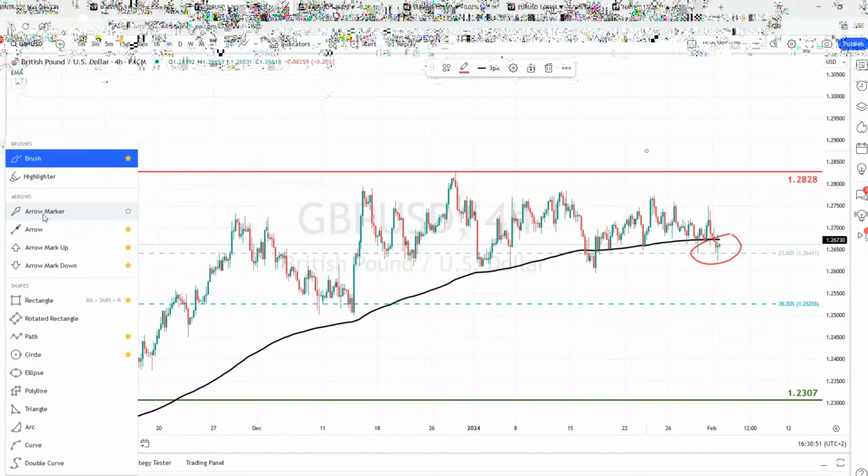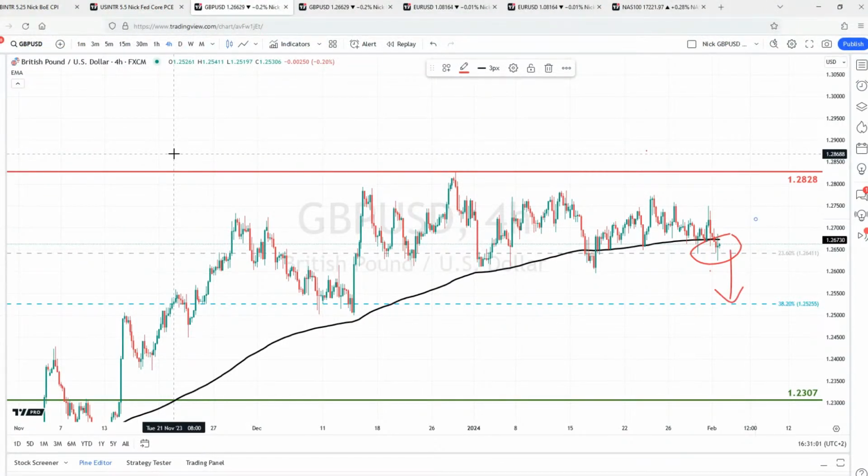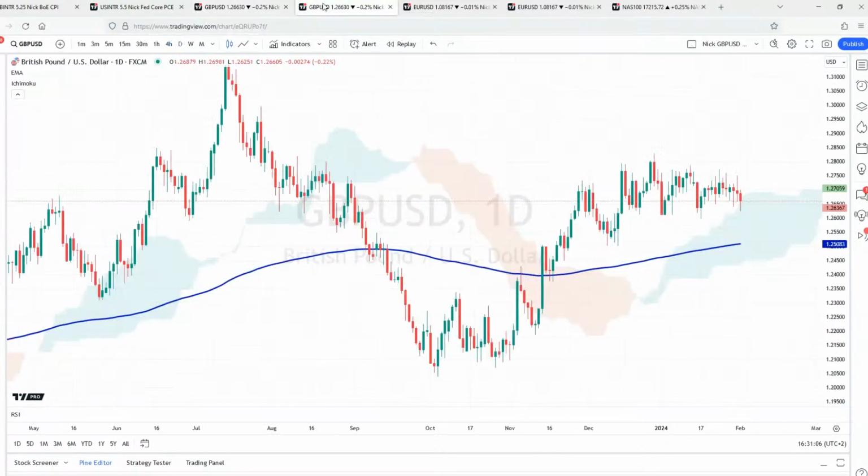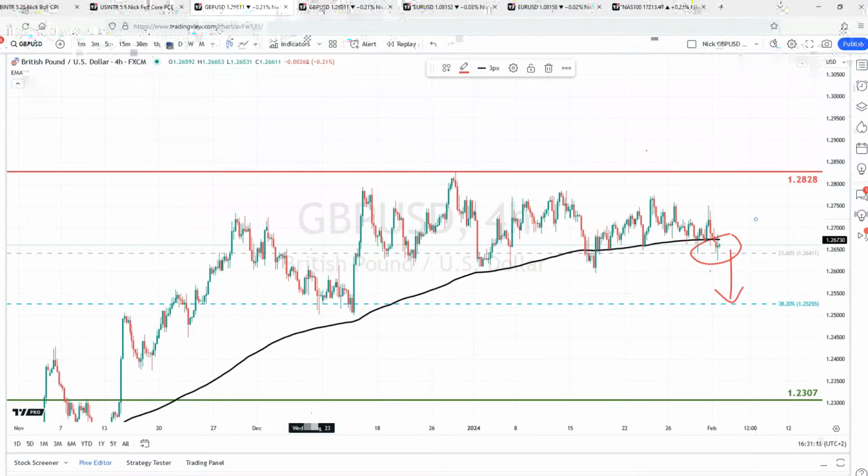So we could see something like that here. However, it seems that there is some protection on the downside. If we switch to the daily chart, you can see that we have a thick daily Ichimoku cloud and the 200 days exponential moving average. Back to the 4-hour chart. As we said, the daily Ichimoku can provide support technically, but also fundamentally, the Fed is closer to lowering rates than its UK counterpart, and both could be supportive.